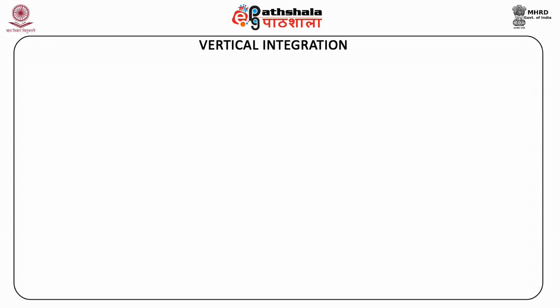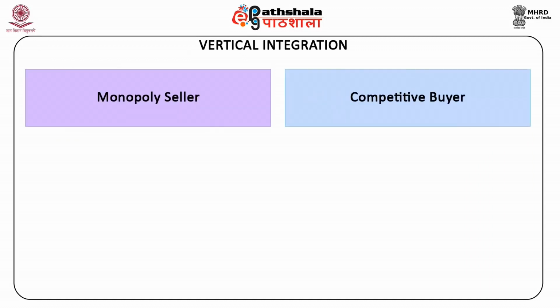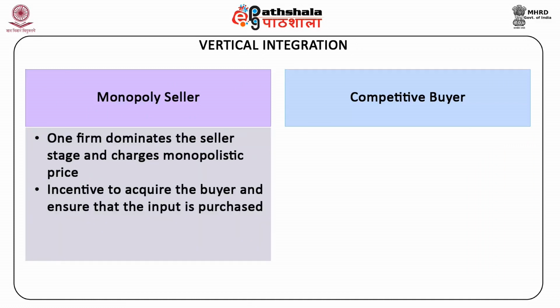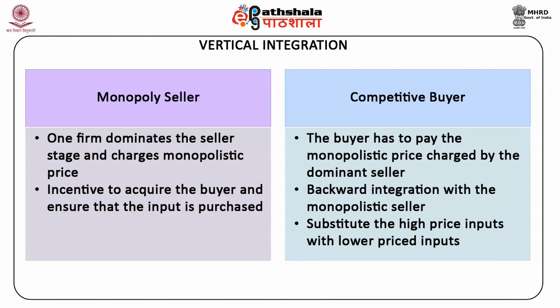The second is the market structure 2, monopoly seller and the competitive buyers. In case one of the firms dominates the seller stage and the buyer stage is competitive, then the buyers have to pay the monopoly price charged by the seller. If the buyer has to procure a particular product in fixed proportion with other inputs, then the buyer has no other option than to pay the monopolistic price charged by the dominant seller.